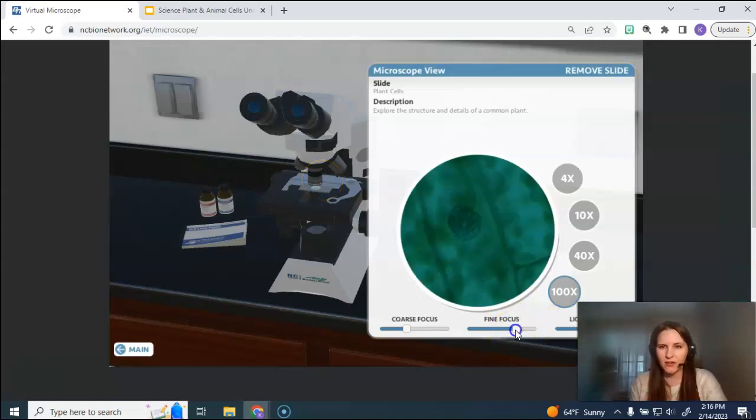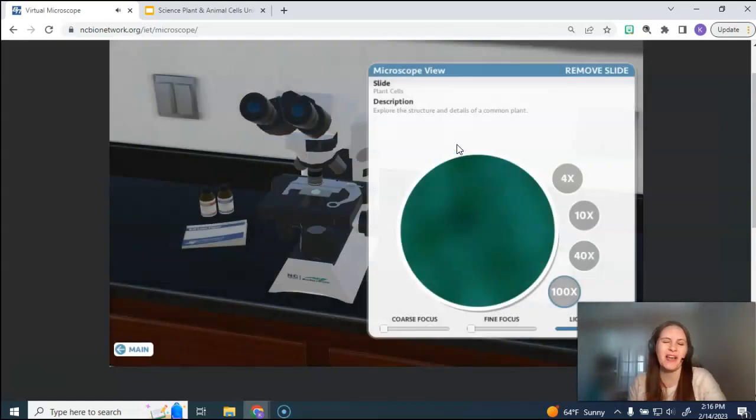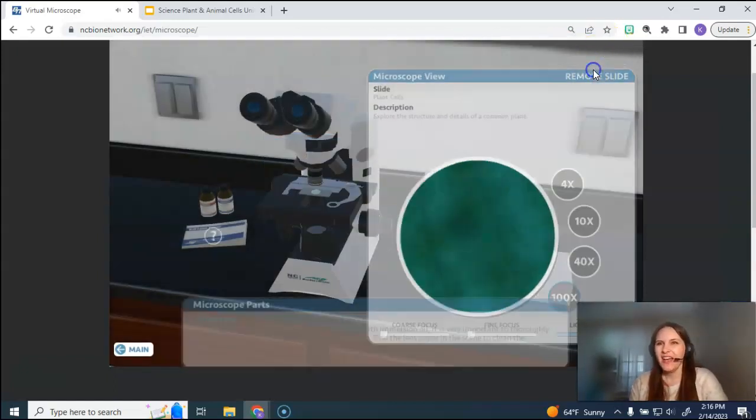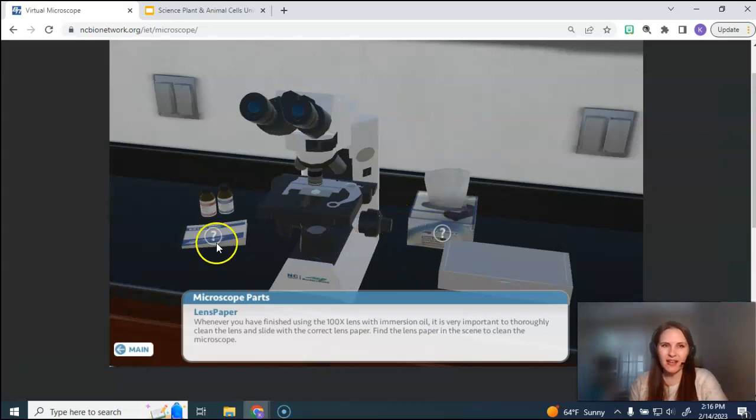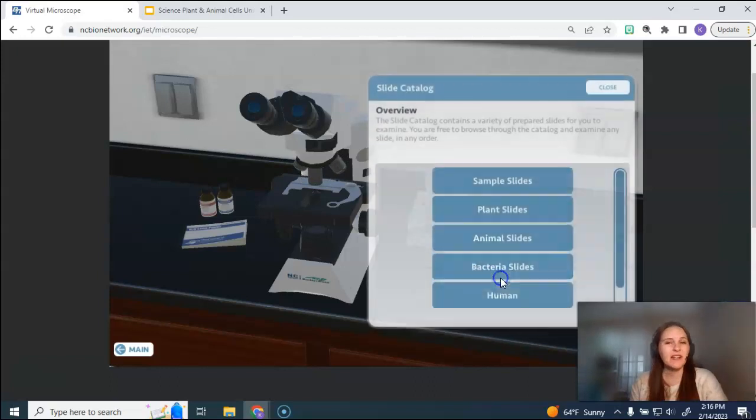And you got to be real careful because watch this. If you do coarse focus too much, oh, I broke the slide. Because in a real microscope, you can't do that, or it breaks the slide. So it teaches you a little about how to use microscopes too. All right, so we can remove that slide. It makes us clean it from where we put the oil on it. And then we can pick another slide.